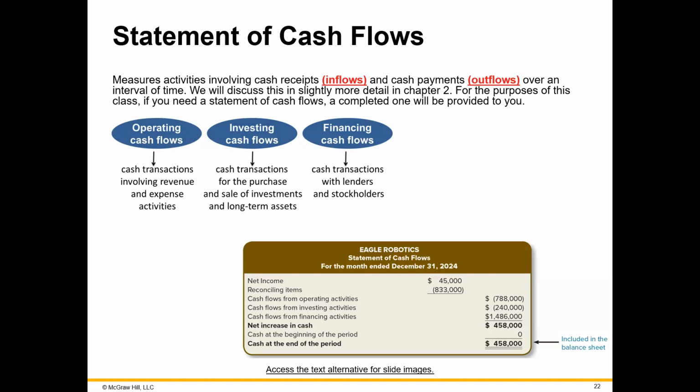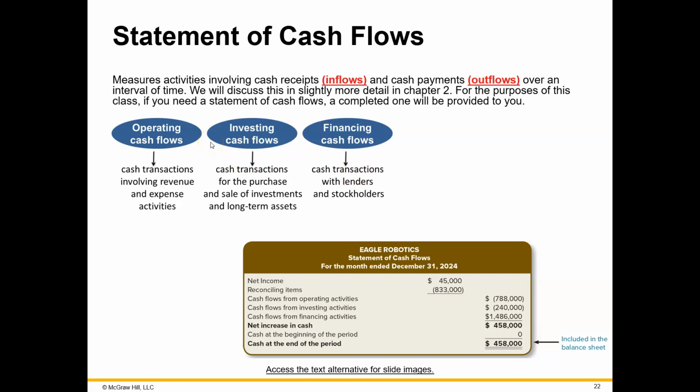So the statement of cash flows really just does measure receipts of cash and any payments of cash. So anything involving cash, those are inflows and outflows. Inflows would be cash receipts, right? We get cash. Outflows would be cash payments. We're giving cash away. Okay, and again, this one, if you'll notice here, is an interval of time. This is for the entire month ending December 31st, 2024.